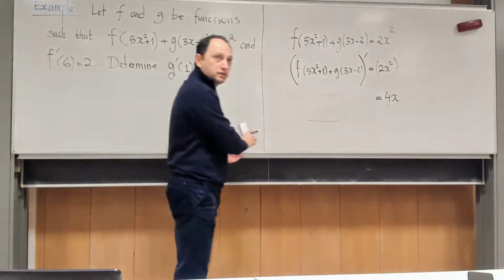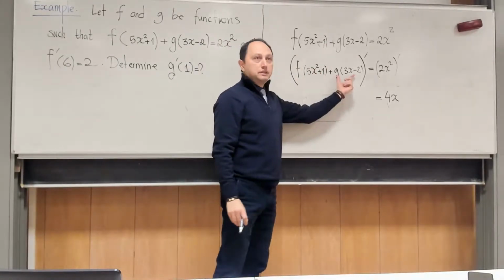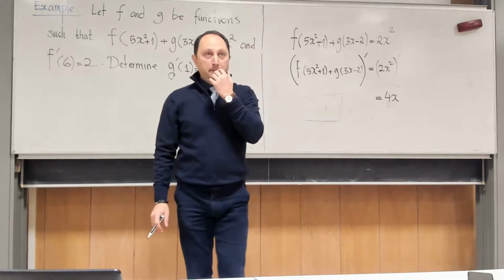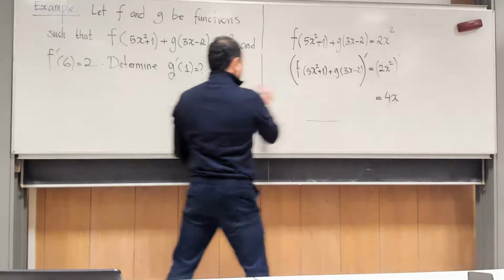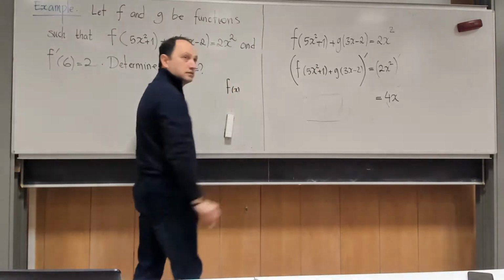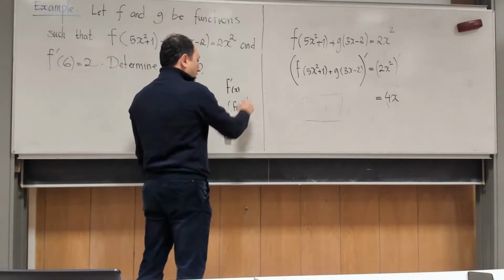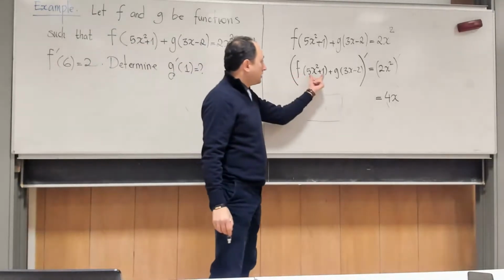It's 4x. Okay? But then I need to remember a rule for derivatives. Which rule applies here? The sum rule. But you see, if it was f of x, there is no difference to put the prime here or to put the prime here. Yes? But here, this is not the same x.